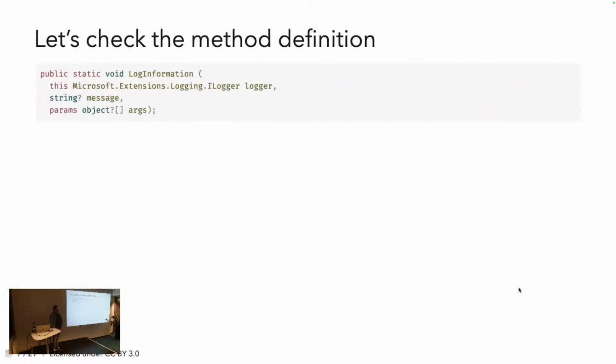Let's check the method definition. So this is the method definition of this LogInformation extension method, which we have from the Microsoft.Extensions.Logging package. It goes onto the logger interface. We have a string message, and then params object, the arguments we want to put in there. There are two errors with this. One is personal and one is performance-wise.